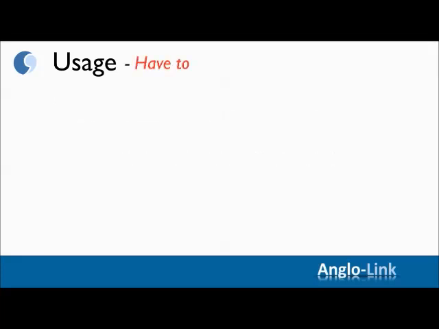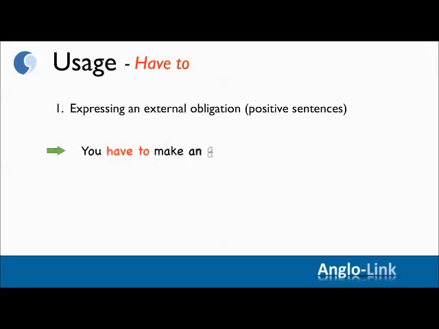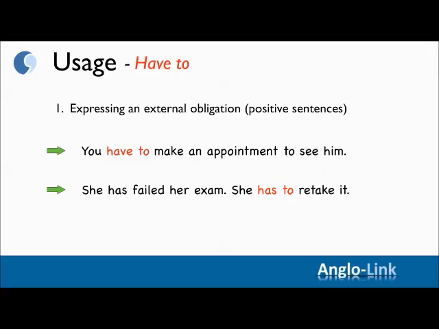Okay, let's have a look at have to. Have to expresses an external obligation in positive sentences. For example, you have to make an appointment to see him. She has failed her exam. She has to retake it.